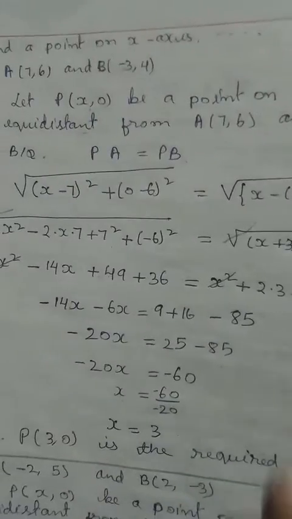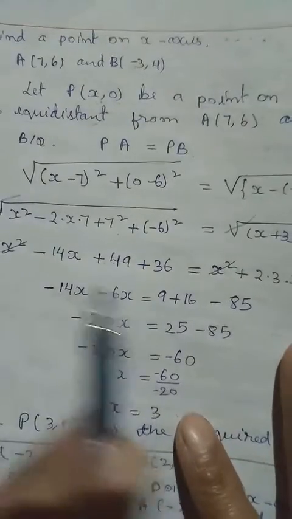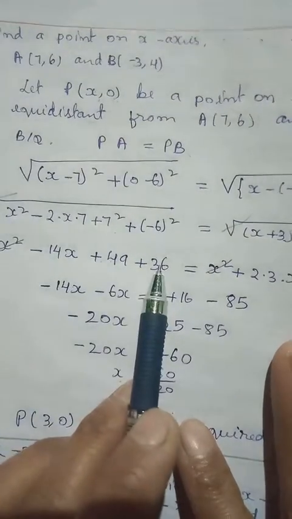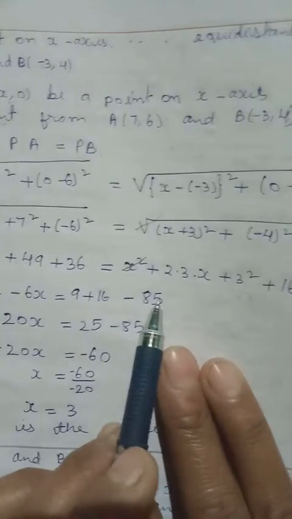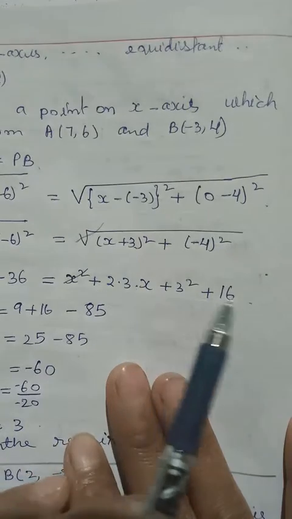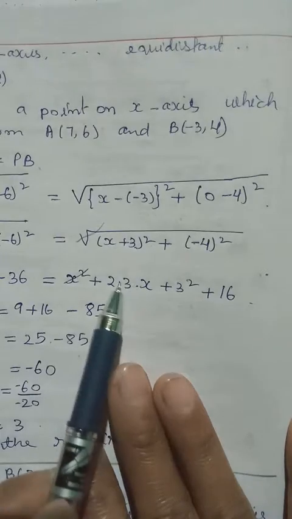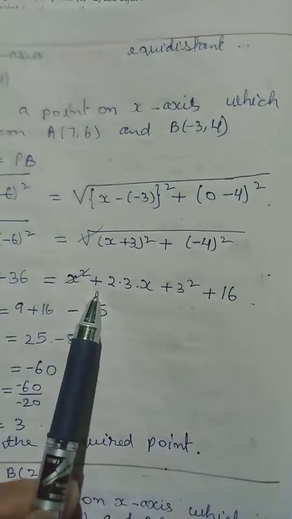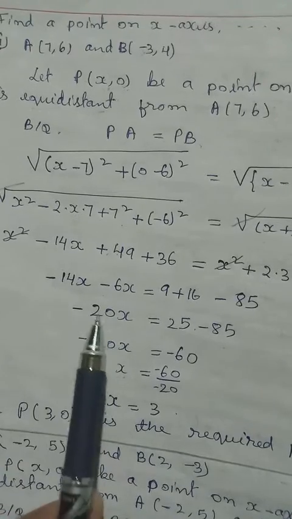So if we compare both sides, we have x square plus, so they can be cancelled. Then minus 14, these two we can plus them. We get 85, they are plus. If we take this side, become minus. Then here we have 3 into 3, 9. 9 plus 16 will be 25. 2 into 3, 6. This is plus. Transfer that side, become minus. Both minus, we can plus them.